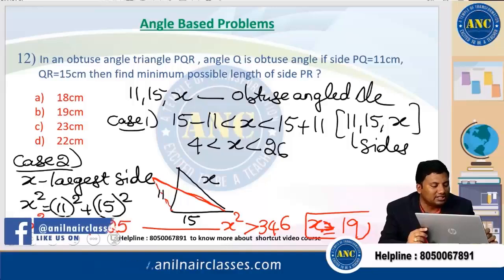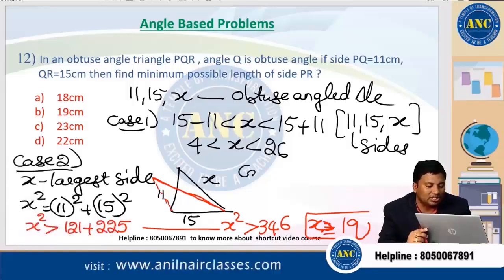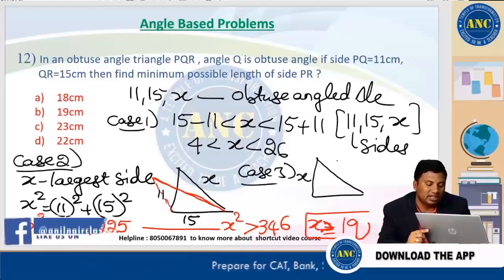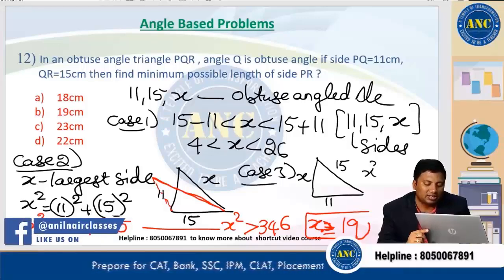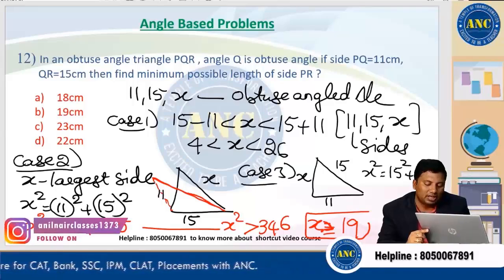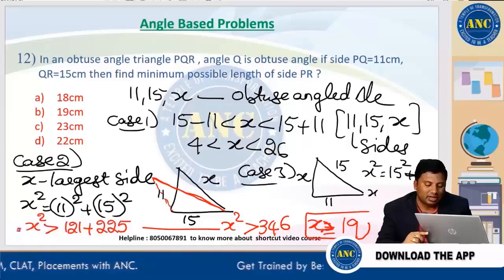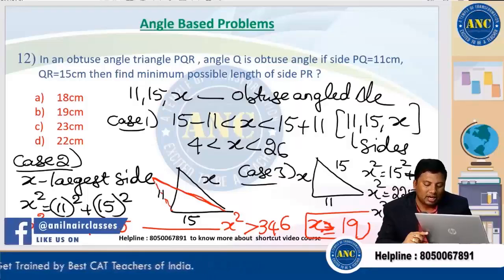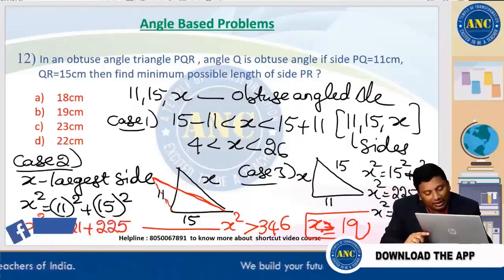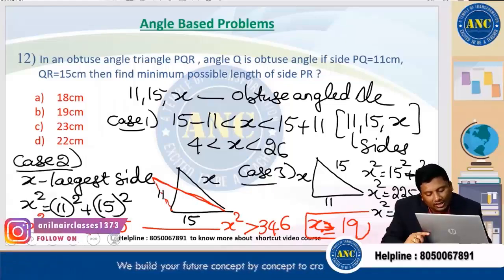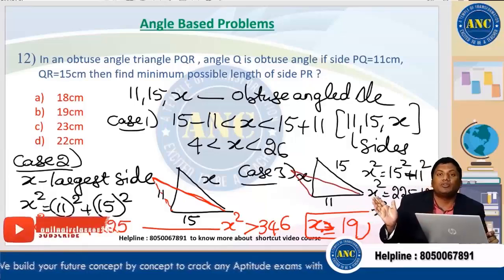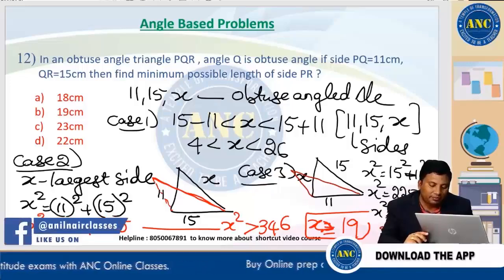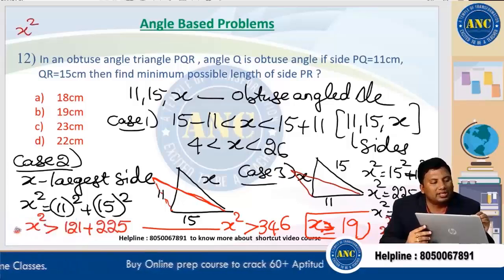Case 3. What is case 3? Make it a right angle triangle and do the necessary changes. Make x not the largest side. If it is x, if it is 15, 11. X square equals 15 square minus 11 square. X square is 225 minus 121. X square is 104. Now listen carefully. If it is an obtuse angled triangle, hypotenuse value is increasing, height value will decrease. X square is less than 104.